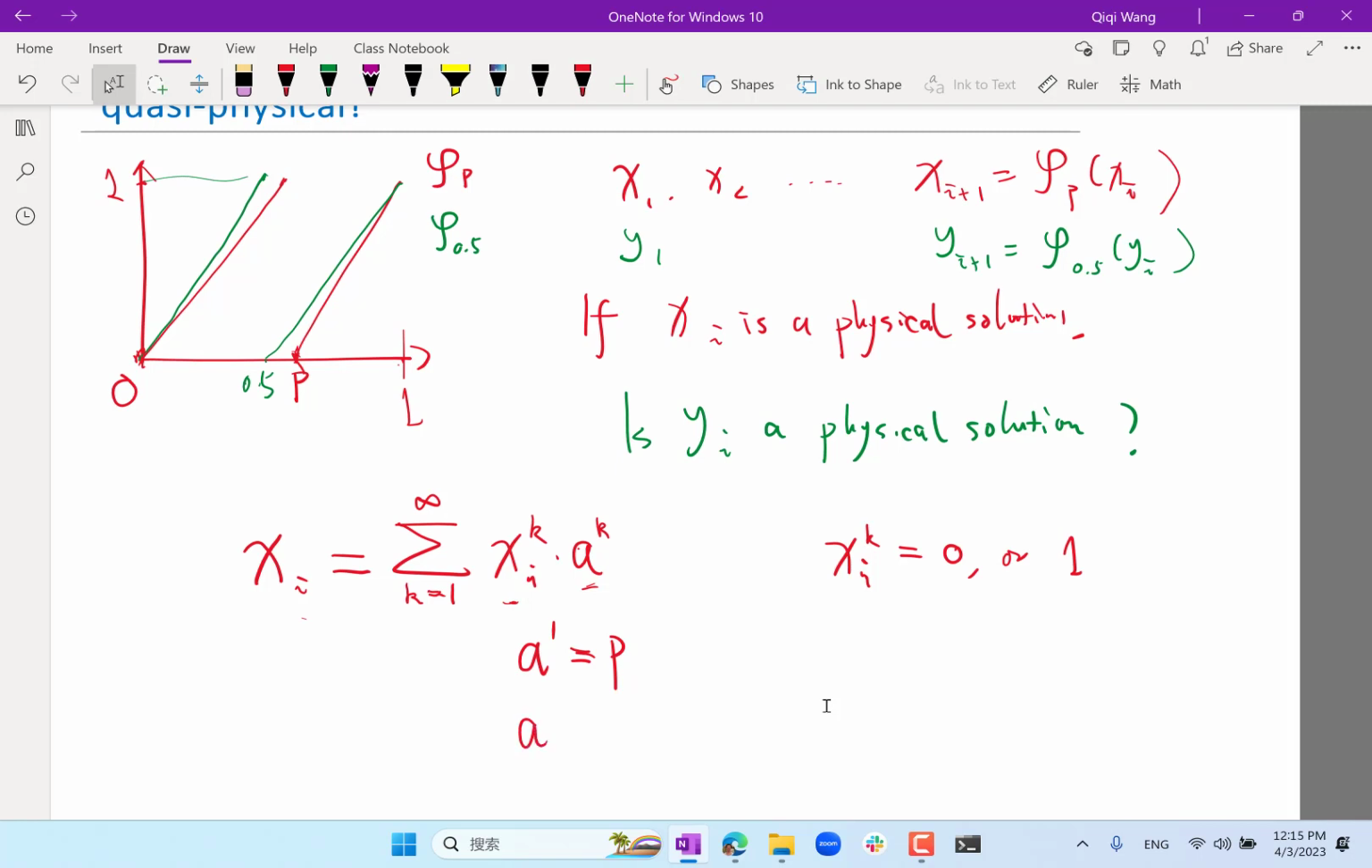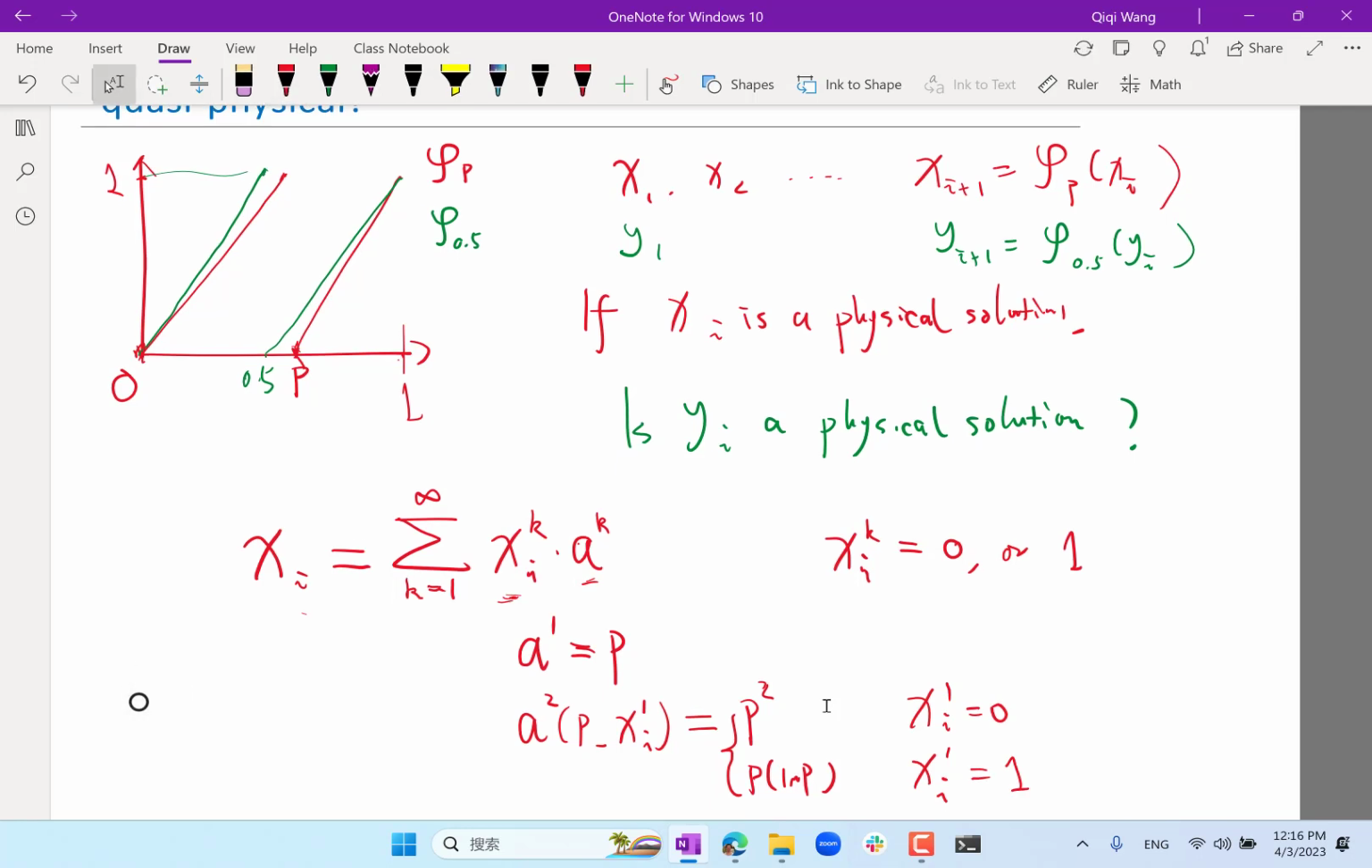And what does A2 mean? A2 actually would depend on both P and the first digit. So A2 is a function of P and xi1, right? It is going to be either P squared or P times 1 minus P. So it is equal to P squared if xi1 is equal to 0, or P times 1 minus P if xi1 is equal to 1. So what that means is that A2 represents, after you use this map and map the xi once, is my xi lying on the left half of this interval from 0 to P, or does it lie on the second half from P to 1?